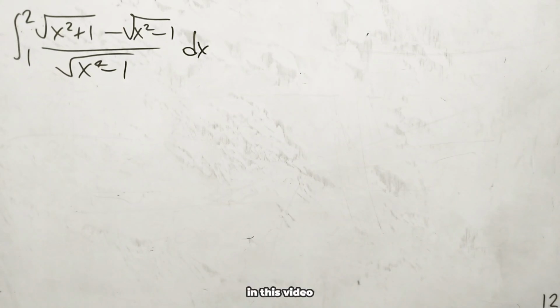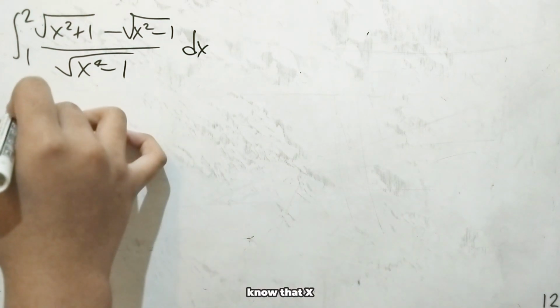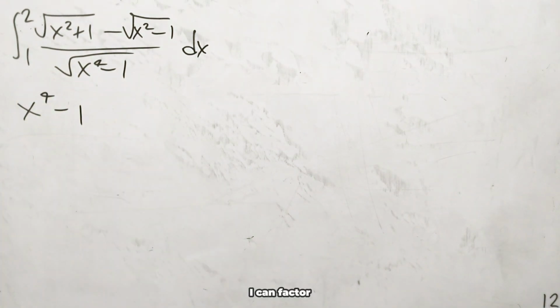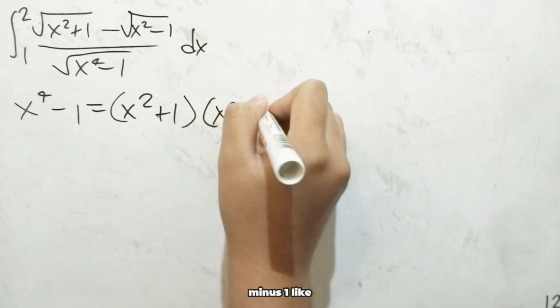In this video, I'm going to solve this integral, evaluate it from 1 until 2. So how are you gonna solve this? So first, I know that x to the power of 4 minus 1, I can factor it out, which equals x squared plus 1 times x squared minus 1, like this, guys.